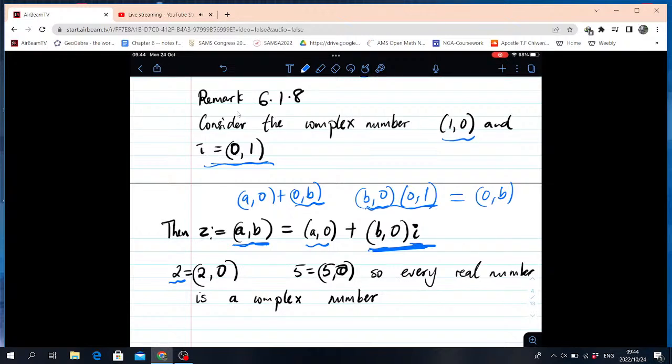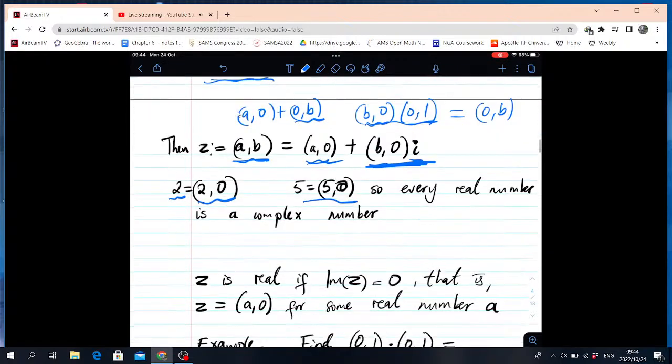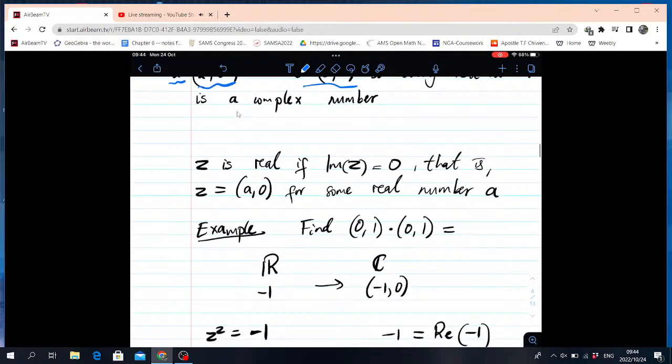So 2 can be rewritten as (2, 0). And if you think of 5, it can be rewritten as (5, 0). So this simply means that every real number is a complex number, right? And so once we write our complex number like that, then we need to think about what (0, 1) times (0, 1) is going to come out to be, right?